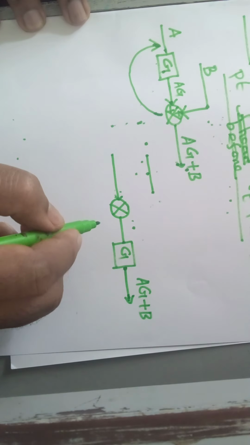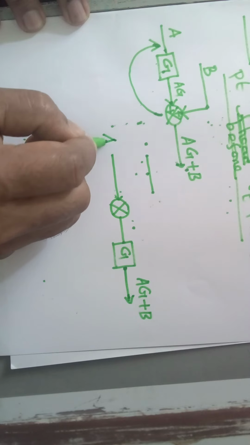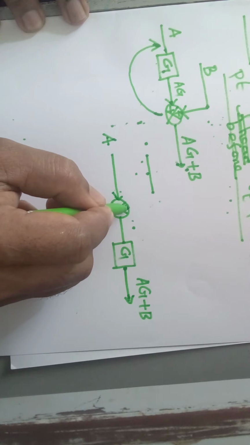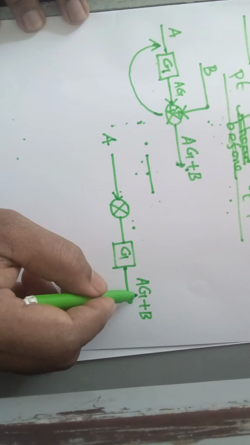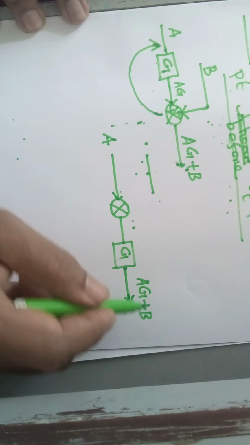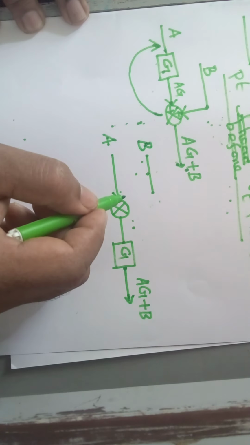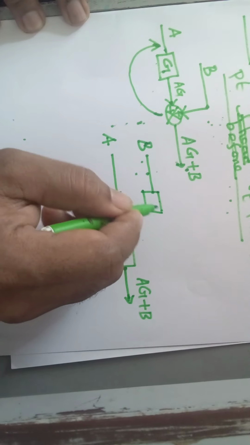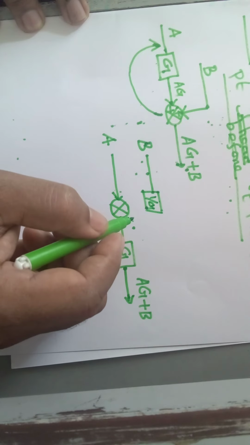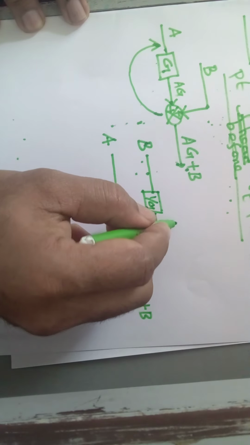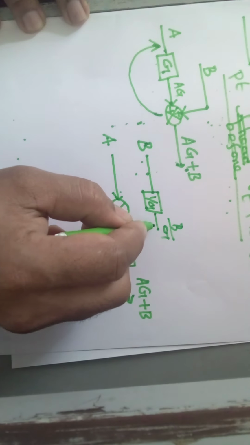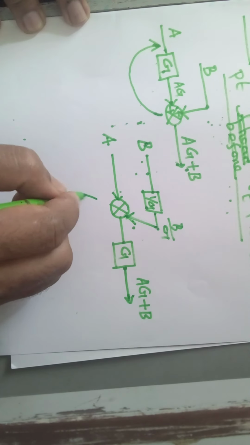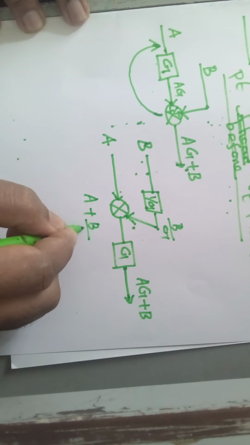Now this is the input A. So what you need to add with this summing point to get an output of AG plus B? Understood? So here another input is B. Suppose you multiply this B with another gain block 1 by G, what will be the output from this gain block? It is B divided by G. Understood? If you add this B by G with the summing block, what you will get? A plus B by G.